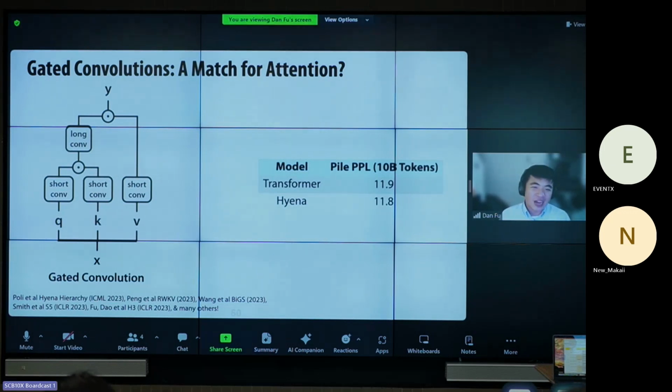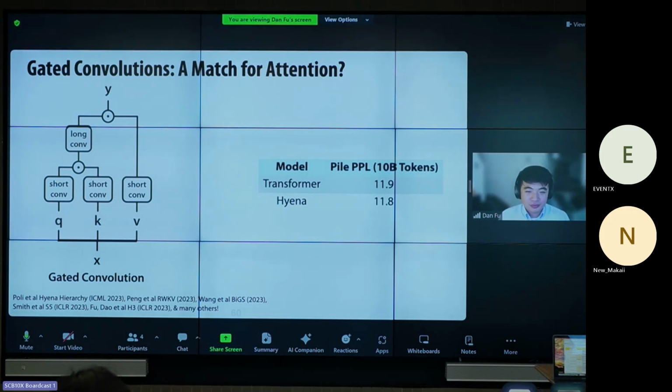There's this work called S5 that also looked into this gating. But yeah, so there's been a ton of work in this. There's a lot of people working on it now. A lot of us are really excited about these efficient architectures.